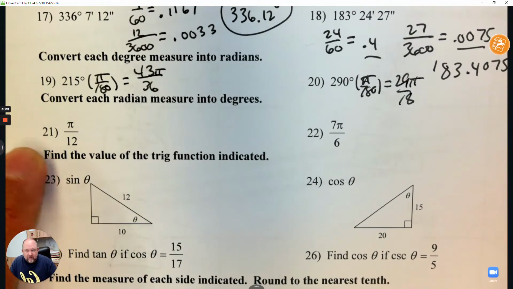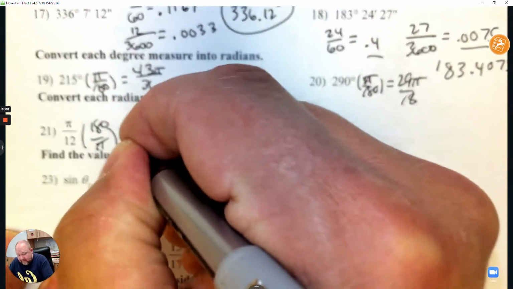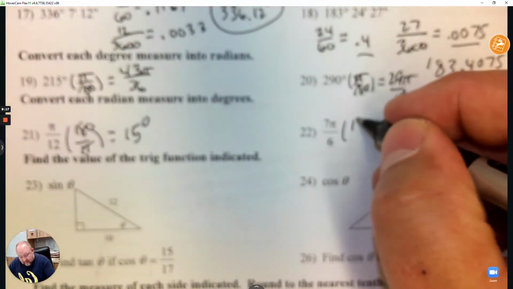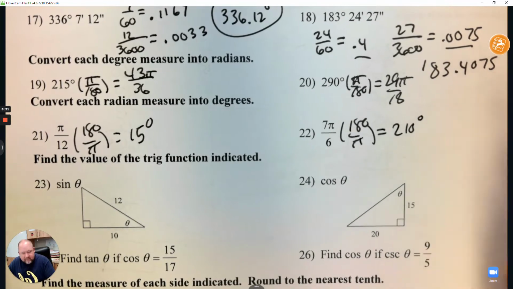How do you go the other direction? How do you go from radians to degrees? You do the reciprocal to convert it. So it's 180 over pi. That's 15. Again, this one's special, so you should know it. 7 pi over 6 directly converts to 210 degrees.